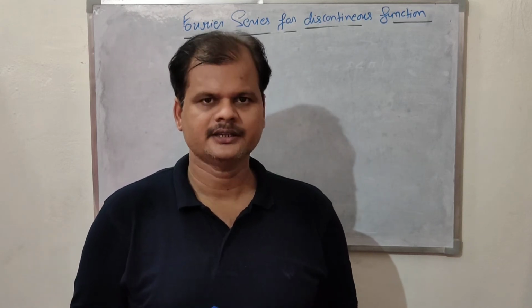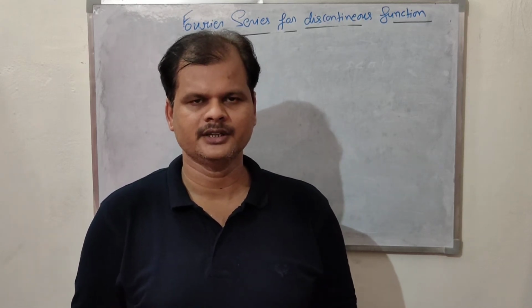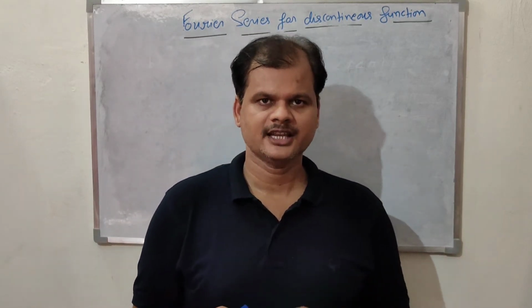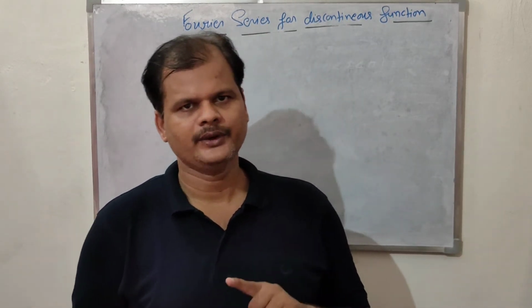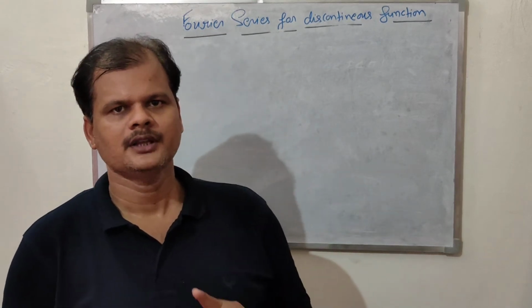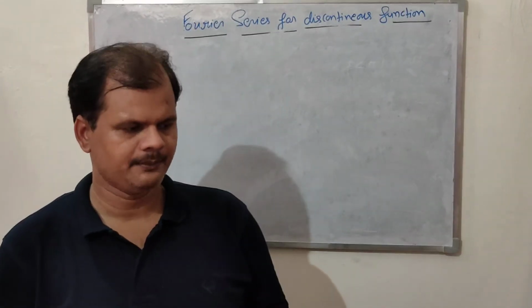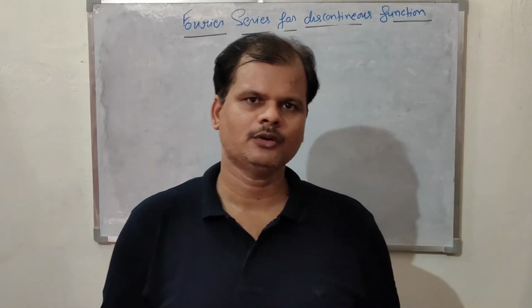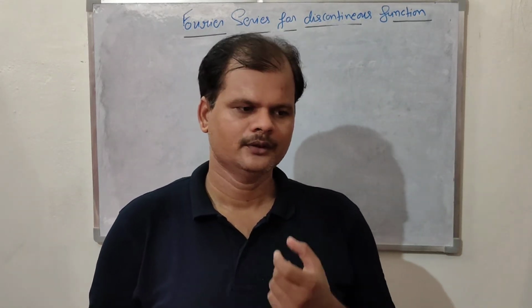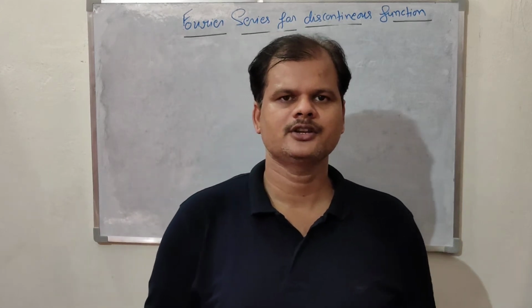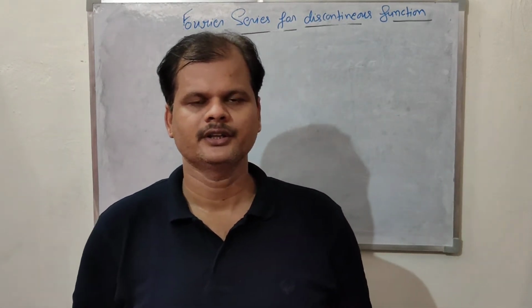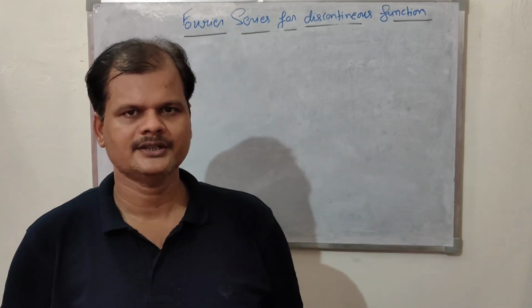The Dirichlet condition has three conditions. One, f should be a periodic, single valued and finite function. Second, f should have a finite number of maxima and minima. And third, f should have a finite number of discontinuous points. If f satisfies all these properties, then we can write the Fourier series.